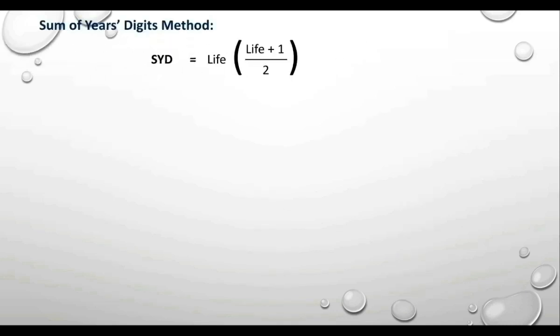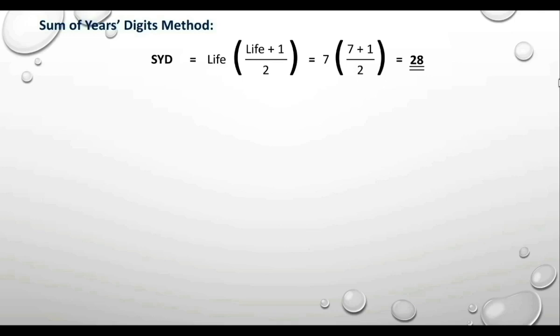This is the formula to compute for the sum of years digits. The useful life, as I just mentioned, is 7 years. So 7 plus 1 equals 8, divided by 2 equals 4, multiplied by 7 equals 28. Kung halimbawa man, makalimutan mo yung formula na to, there is another way to compute for this 28.